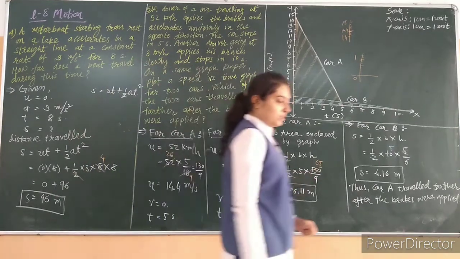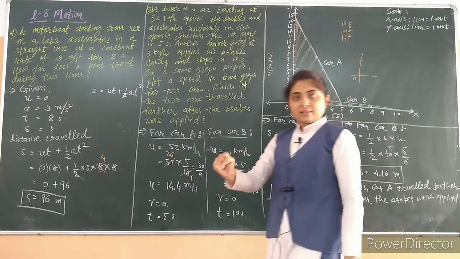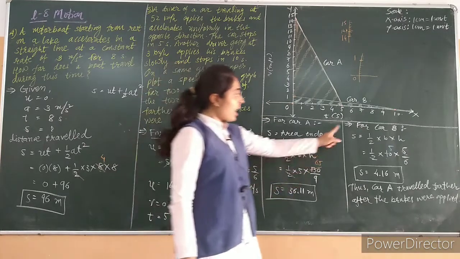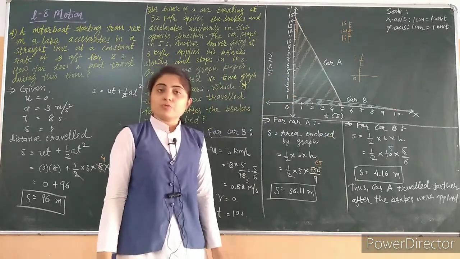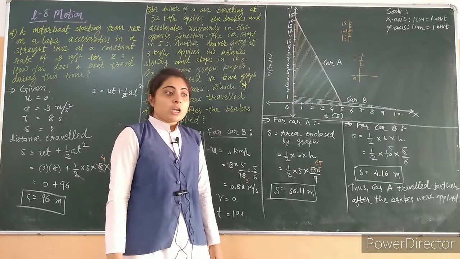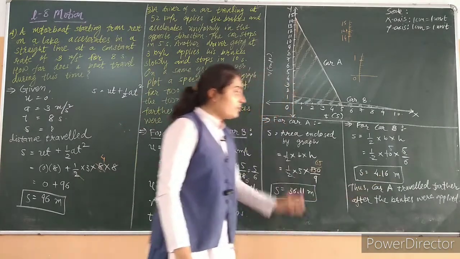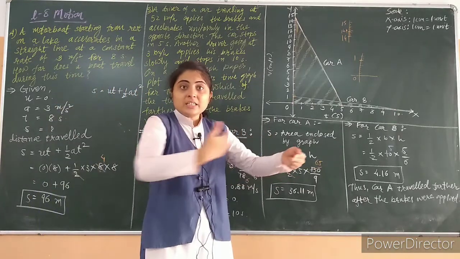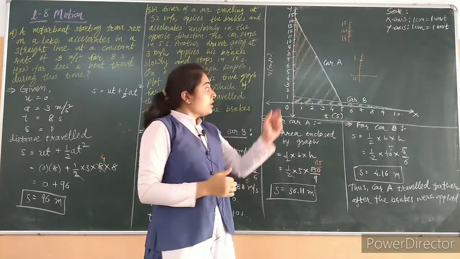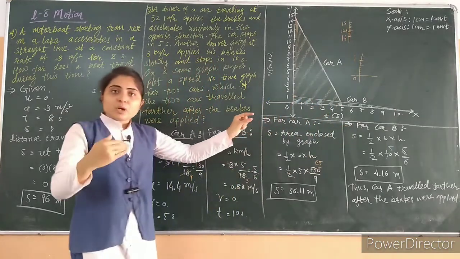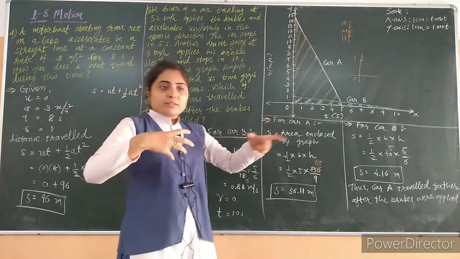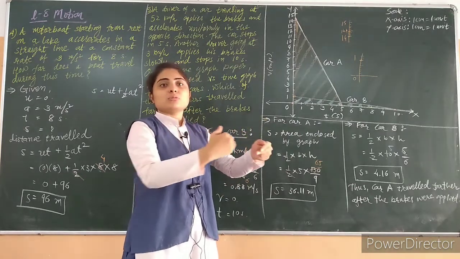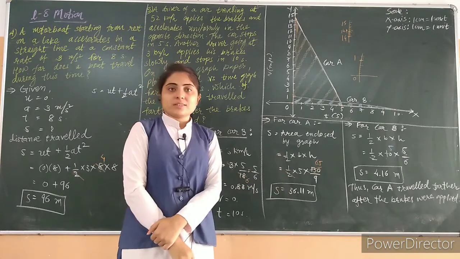So what does this result mean? After applying the brakes, car A travels 36.11 meter and car B travels 4.16 meter. So which car travels farther? Car A travels farther after the brakes are applied. Yes, it stops in 5 seconds, but during these 5 seconds, it travels more distance. And car B, its speed is very less, and so it slowly stops. So during these 10 seconds, it covered only 4.16 meter.